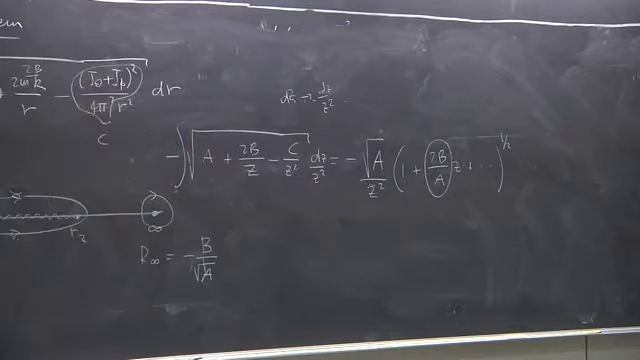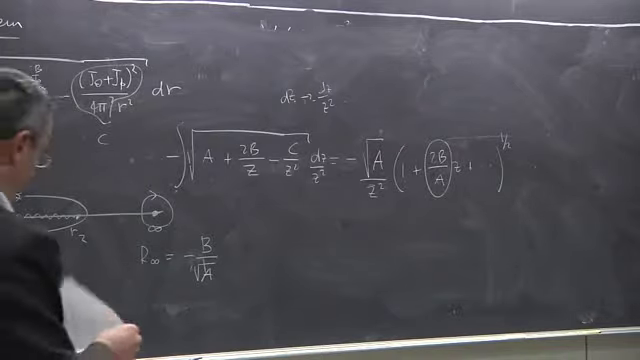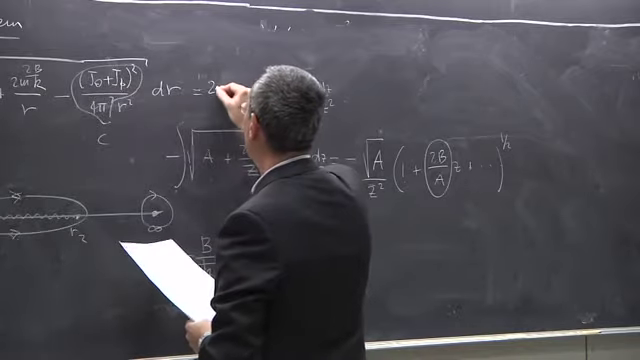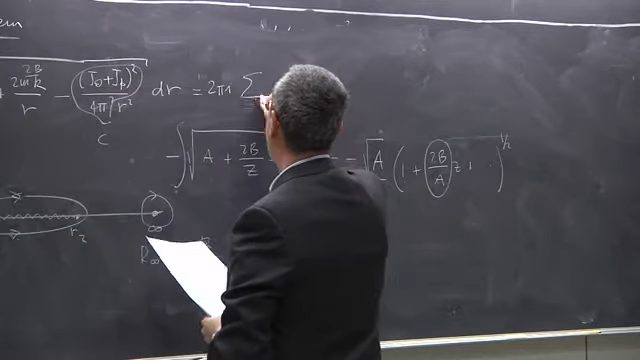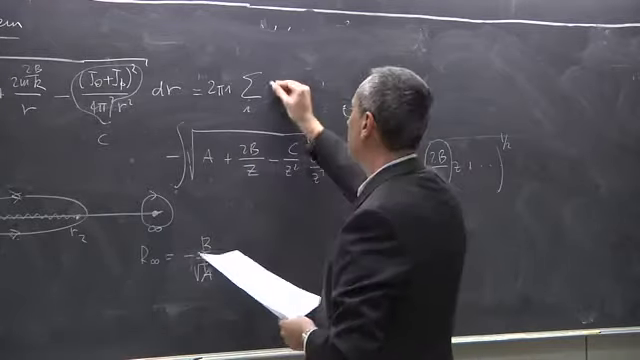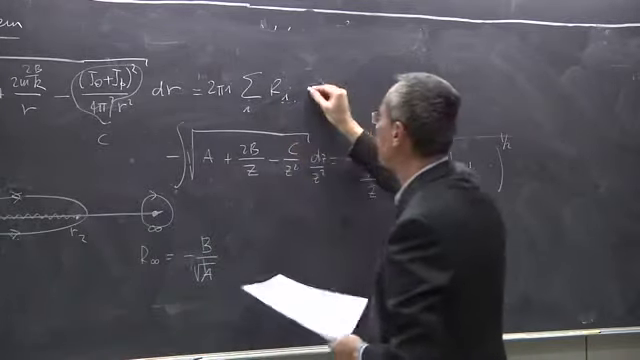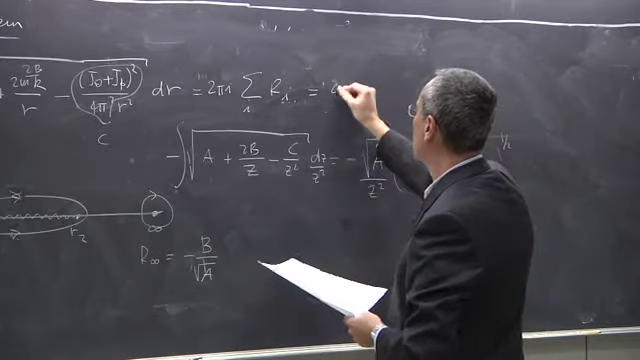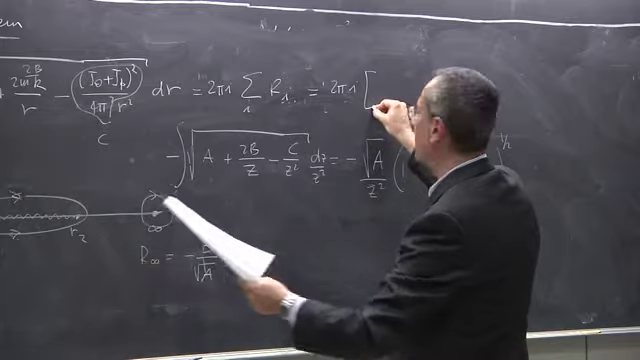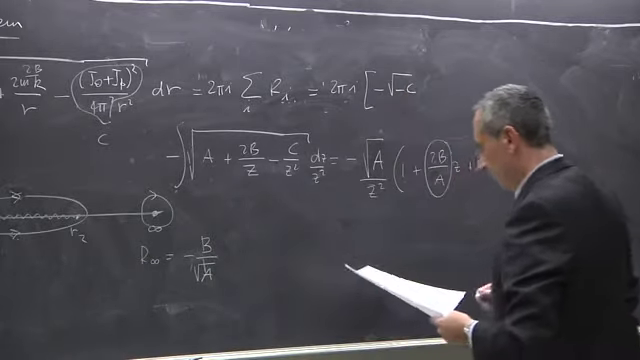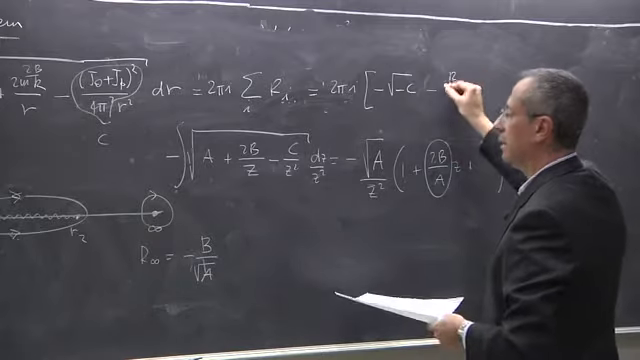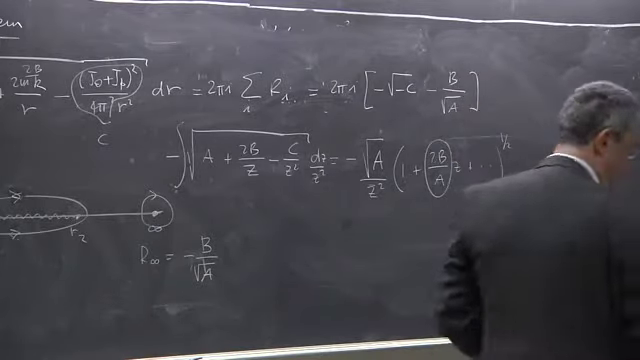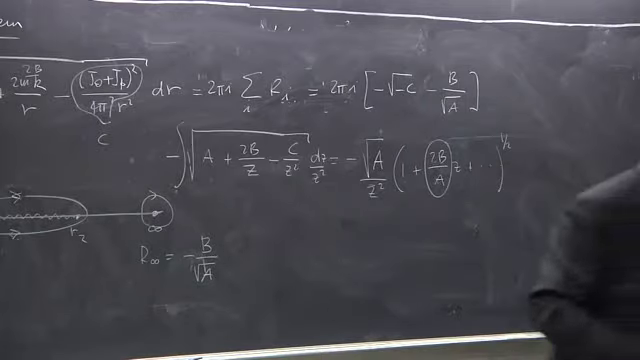Okay, so that's a nice exercise for your mathematical methods class. I know that this integral must be equal to 2 pi i times the sum of the residues, and I have two of those, so I can write the result as 2 pi i times minus square root of minus C minus B square root of A. I have done the integral magically.